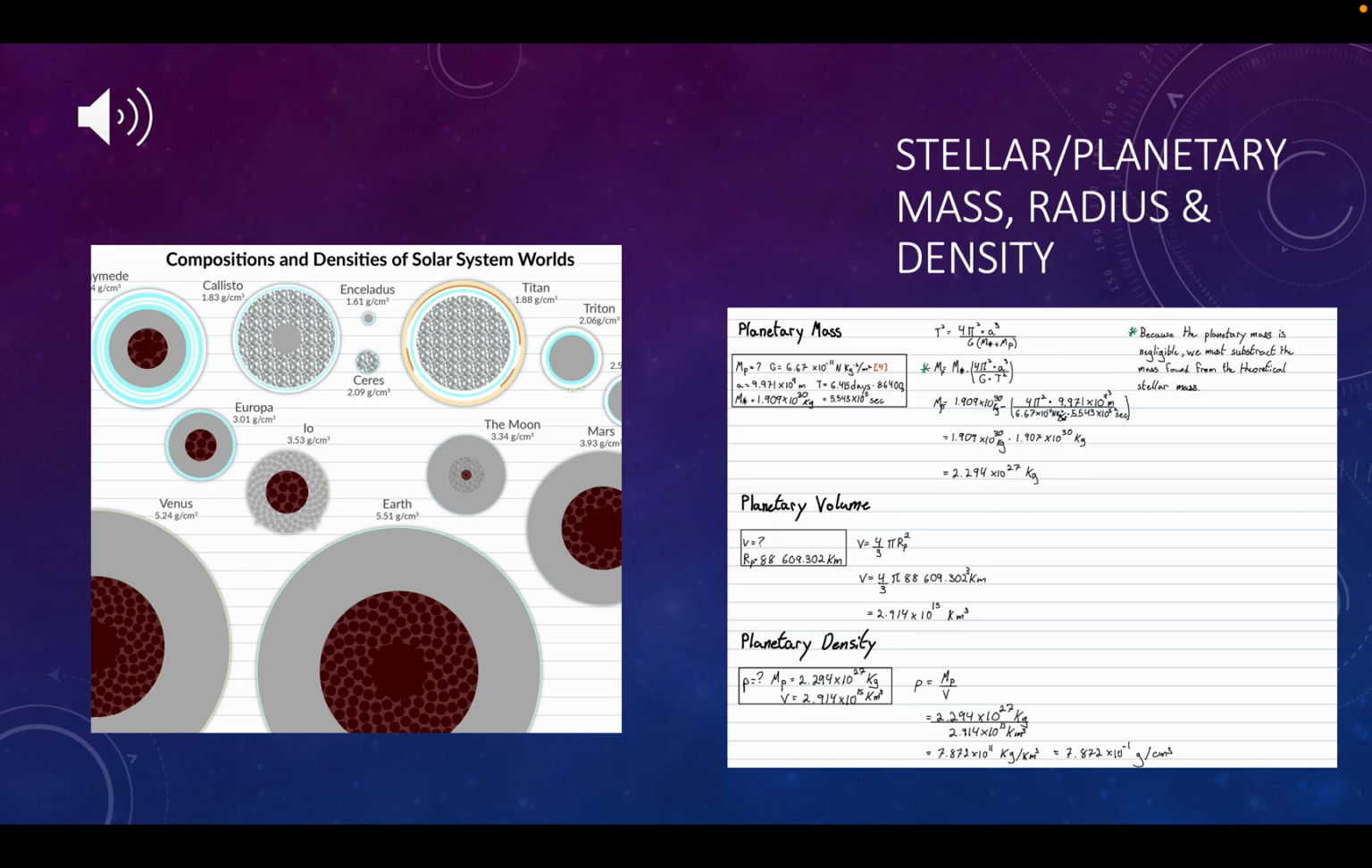With the known radius of the planet, we can obtain its volume by calculation, which is 2.914 times 10 to the 15 cubic kilometers. Finally, with these two values, it's then possible to determine the density of the exoplanet, basically by dividing its mass by its volume. As a result, the value obtained for this density is 7.872 times 10 to the minus 1 grams per cubic centimeters.